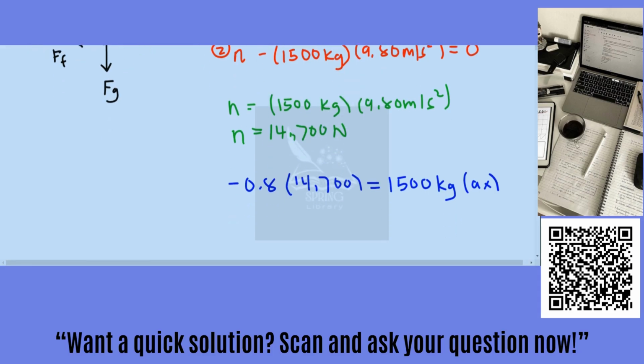And so we can solve for this by dividing the whole equation by 1,500. And so we get a value for the acceleration here of 7.84 meters per second squared. So this is the final answer for our problem here.